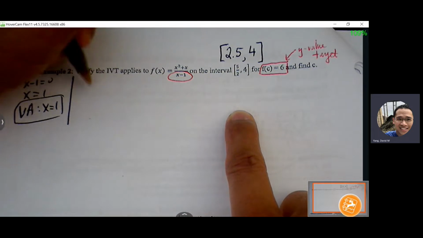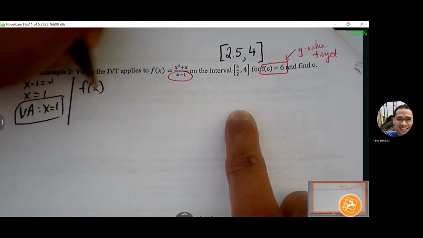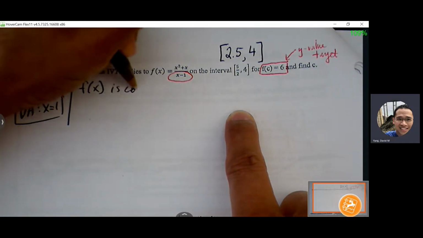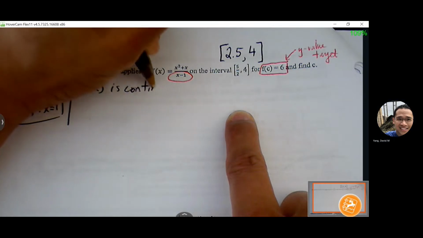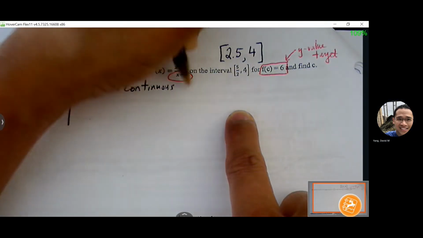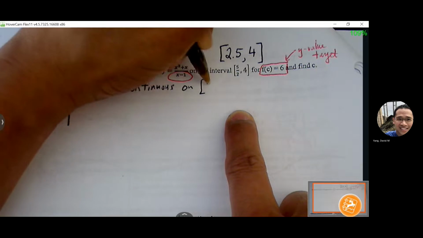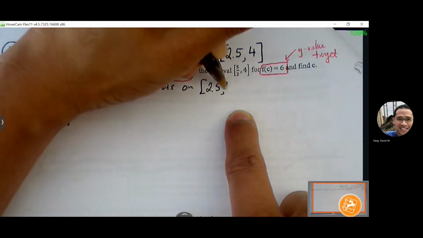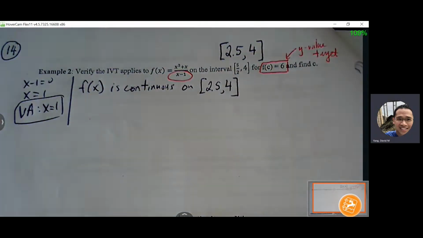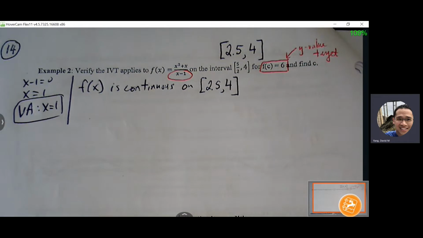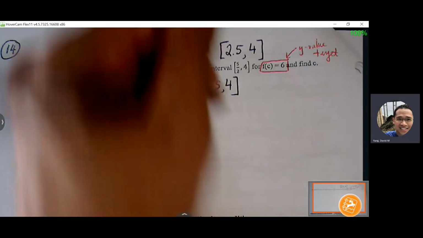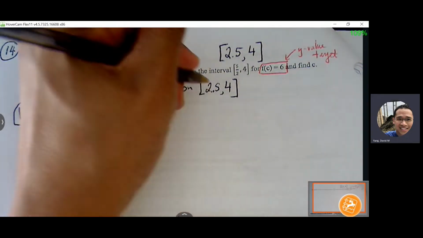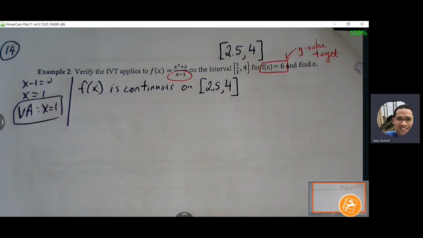So now we can say our function is continuous on the interval, on the closed interval. Okay. I'm doing 2.5. It's just an easier thing for students to recognize rather than 5/2. Okay, so we got that condition out of the way. We tested it. We're safe. We can continue moving forward.